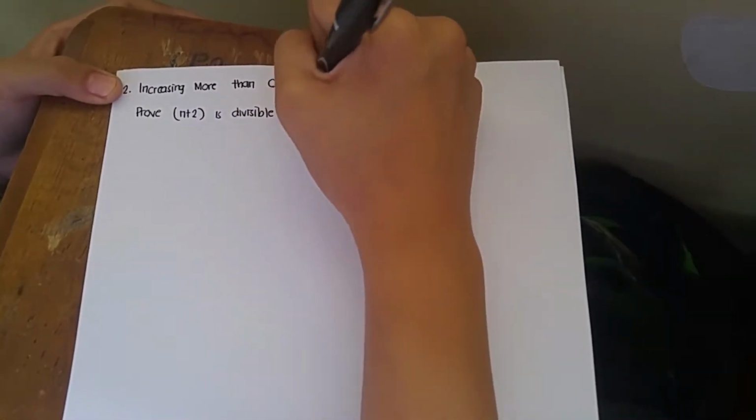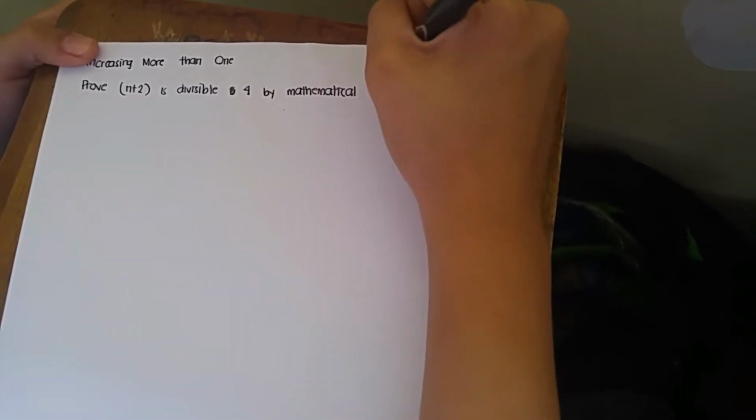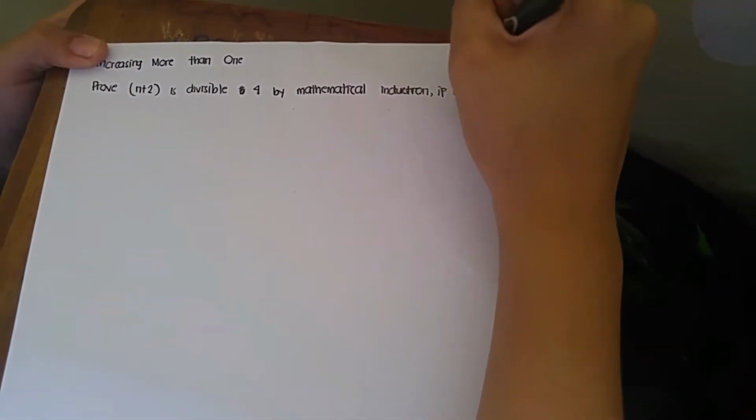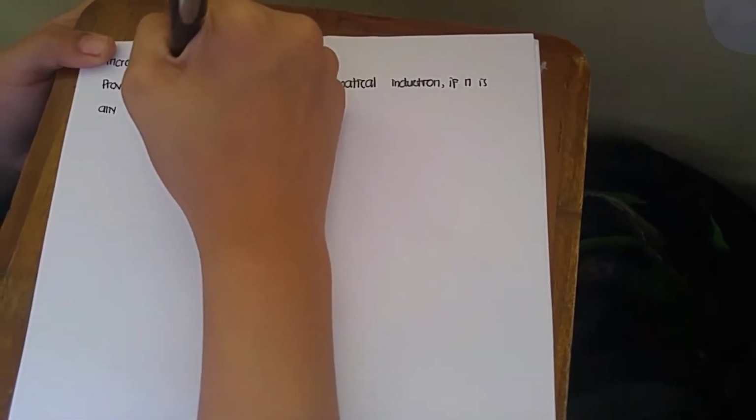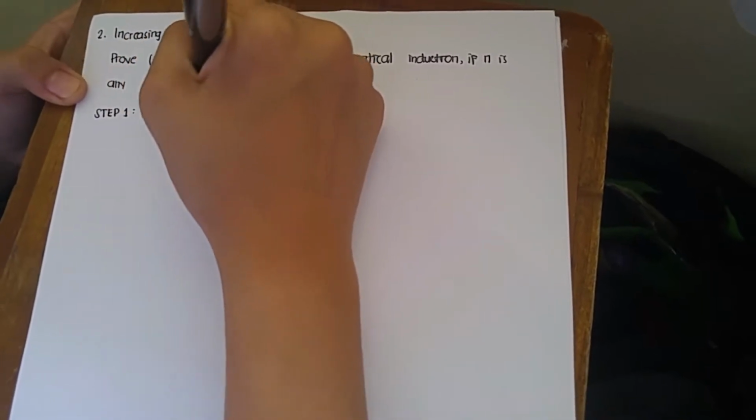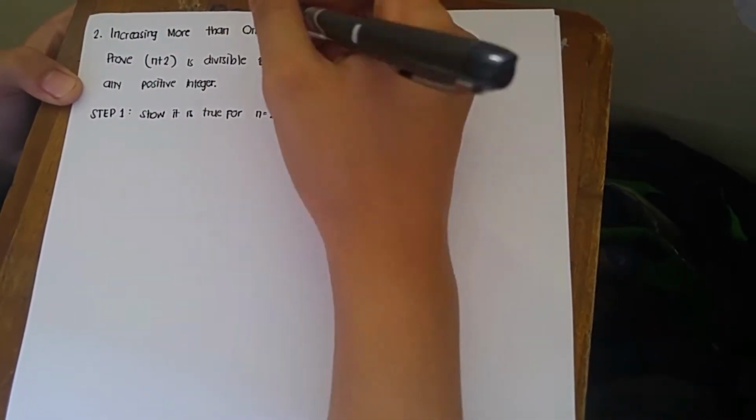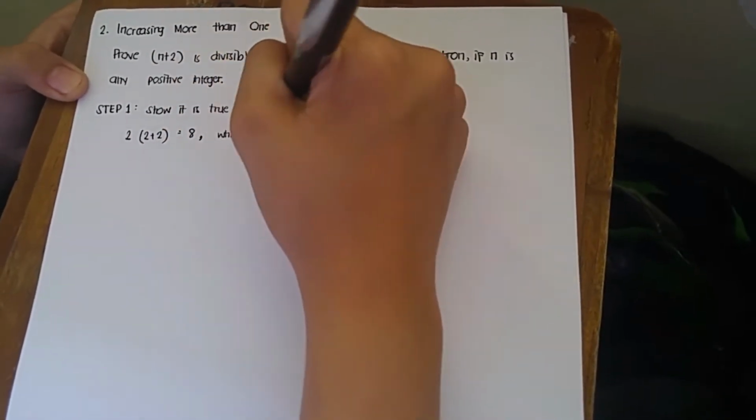Example number 2. Increasing more than 1. Prove n times n + 2 is divisible by 4 by mathematical induction if n is any even positive integer. Step 1. Show it is true for n = 2, because 2 is the smallest even number. 2 times 2 + 2 is equal to 8, which is divisible by 4. Therefore, it is true for n = 2.